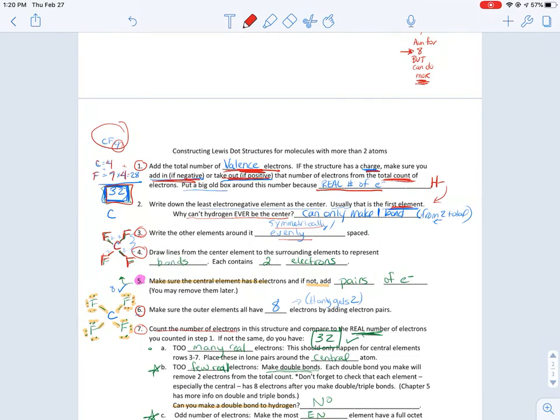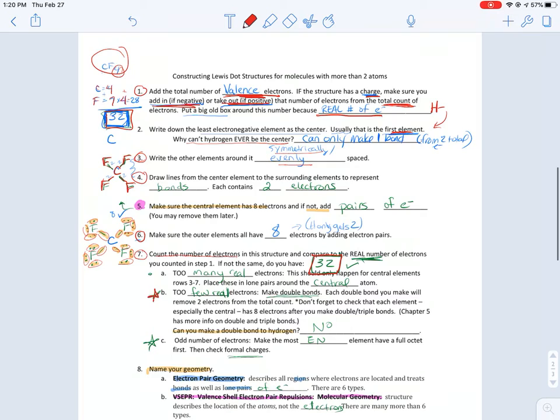And then on step 7, count the number of electrons in the structure and compare it to the real number. I've got them highlighted here: 2, 4, 6, 8, 10, 12, 14, 16, 18, 20, 22, 24, 26, 28, 30, 32. And I'm telling you, it is really easy to count by 2s and then make a mistake. But that one definitely had 32 electrons, 16 pairs.